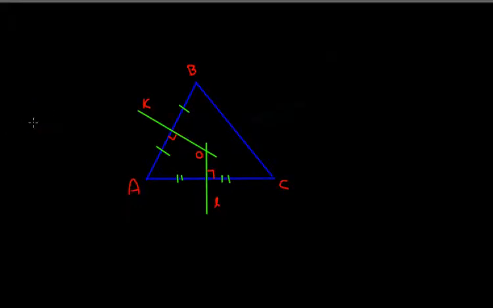Welcome to the video on section 7.2, which is perpendicular bisectors of a triangle. I'm going to start off by explaining this chapter by going over problem 7.5.